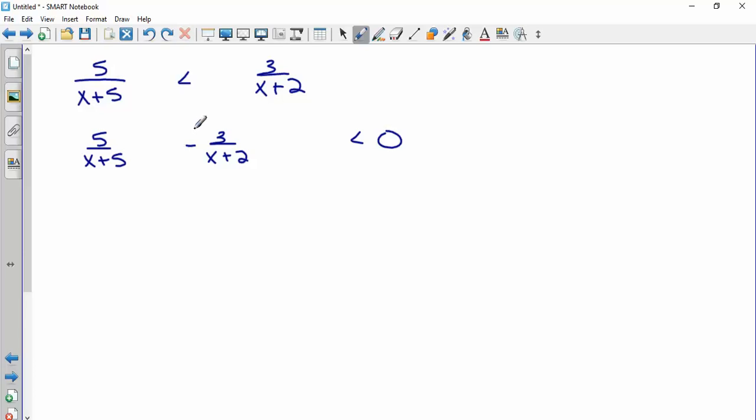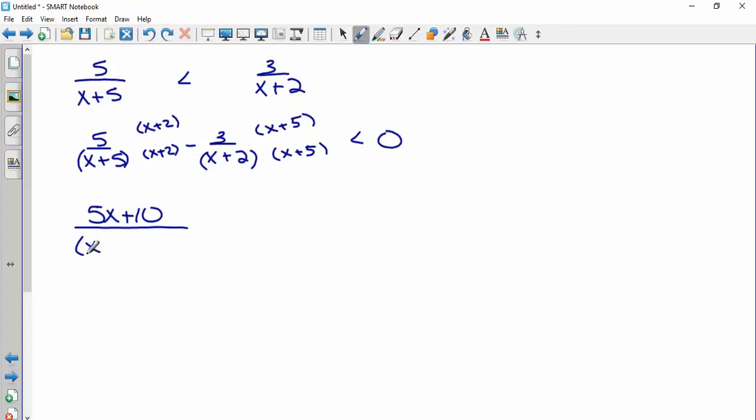To put these together, we need a common denominator. So what do we multiply the first one by? X plus 2 on top and bottom. And the second one? Okay. So if I distribute my 5, we get 5x plus 10 over x plus 2 times x plus 5 minus 3x plus 15 over x plus 2, x plus 5.